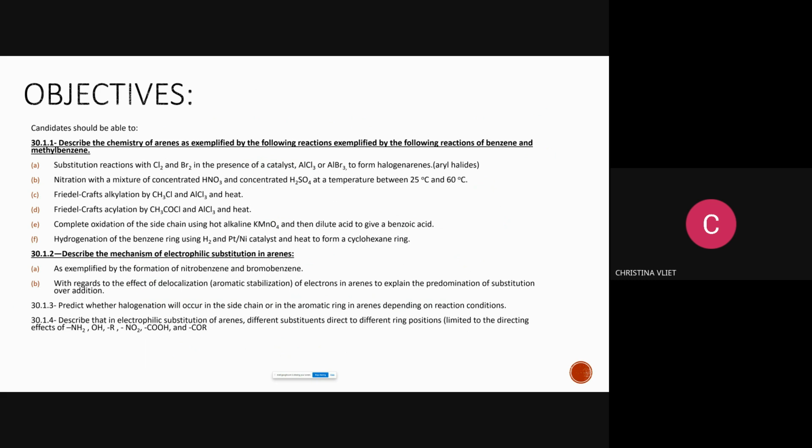We'll be learning how to add carbons into benzenes. We'll be learning how to add halogens into benzenes. We'll be learning how to add all the things into benzenes, and it's all with the same mechanism. Then we're going to learn about how to oxidize the side chain. Hot KMnO4 is coming back. I know, your friends from last year. And then dilute acid to give benzoic acid.